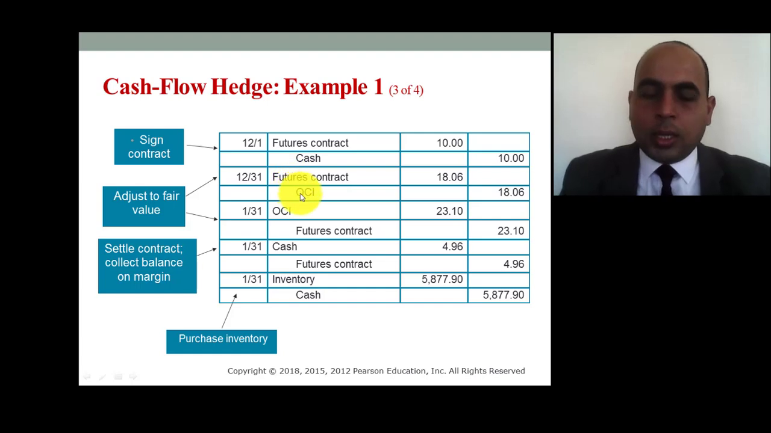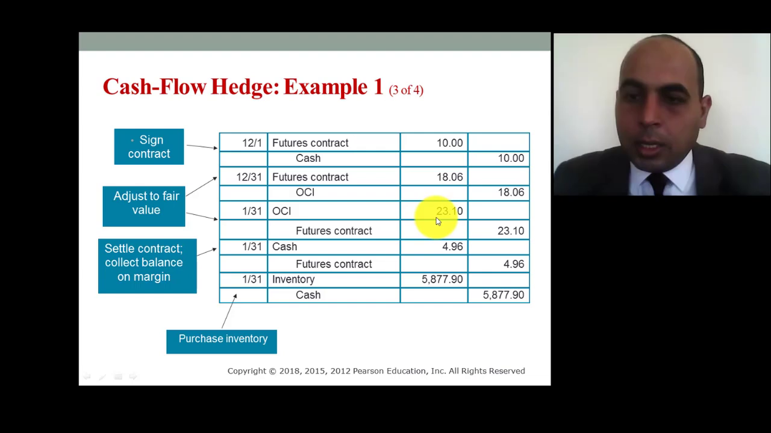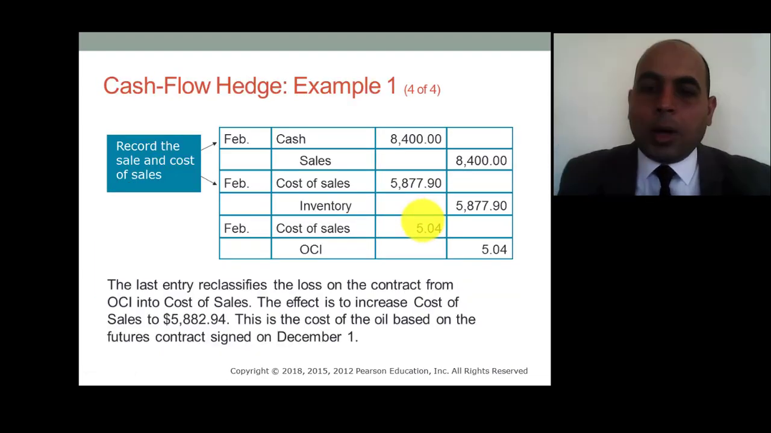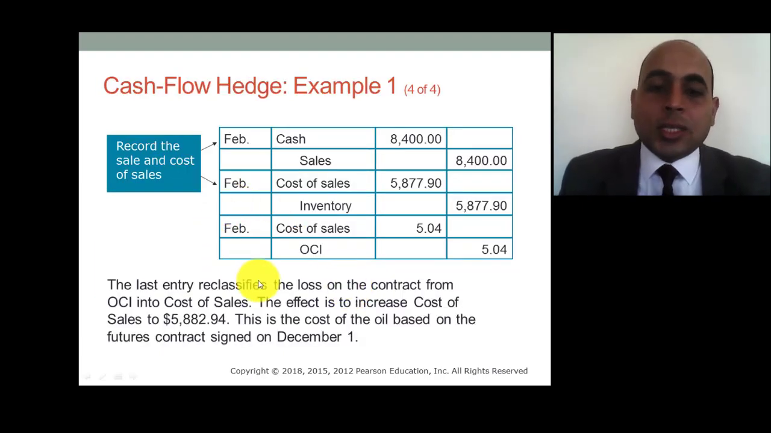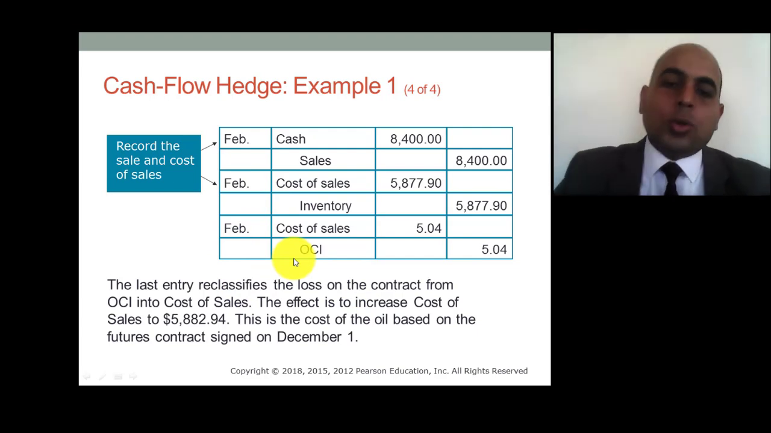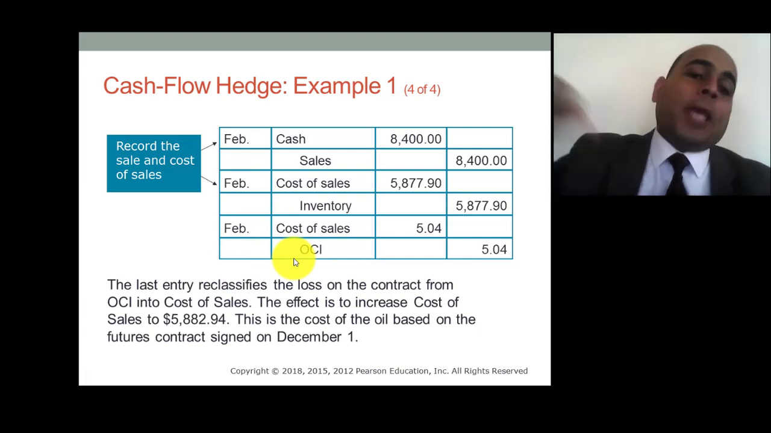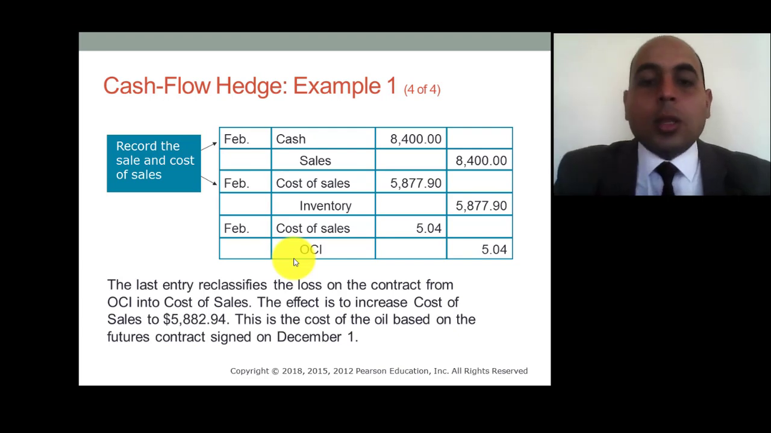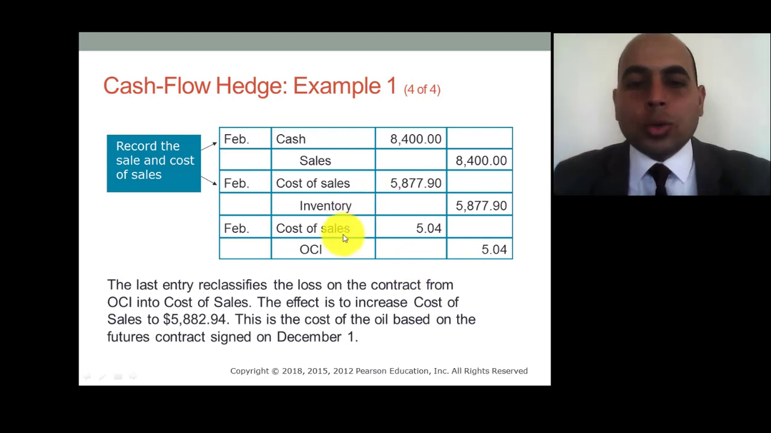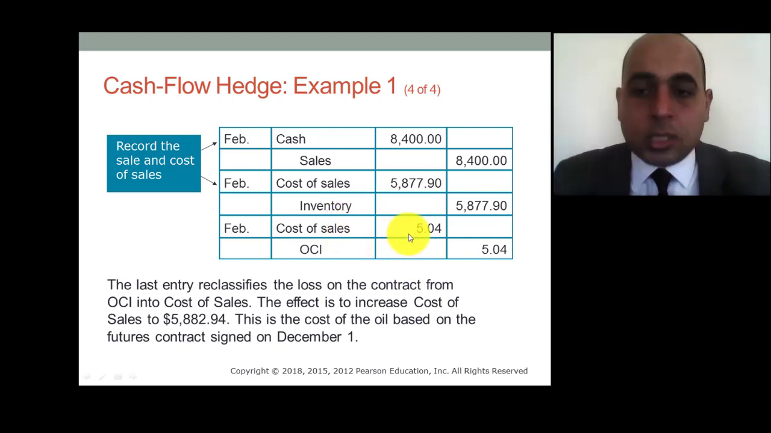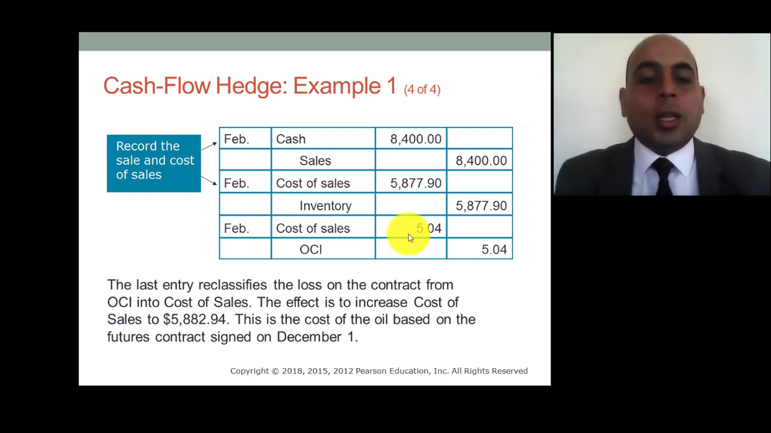Here you can calculate it. Other comprehensive income was credited by 18, but here debited by 23.10. So we are talking about a loss of 5.04. So we will adjust it as we sold the inventory, and this amount of loss or gain is associated with this acquired inventory as we entered into forward contracts. So the cost of sales will be increased, debited by 5.04. Until now, it's enough.